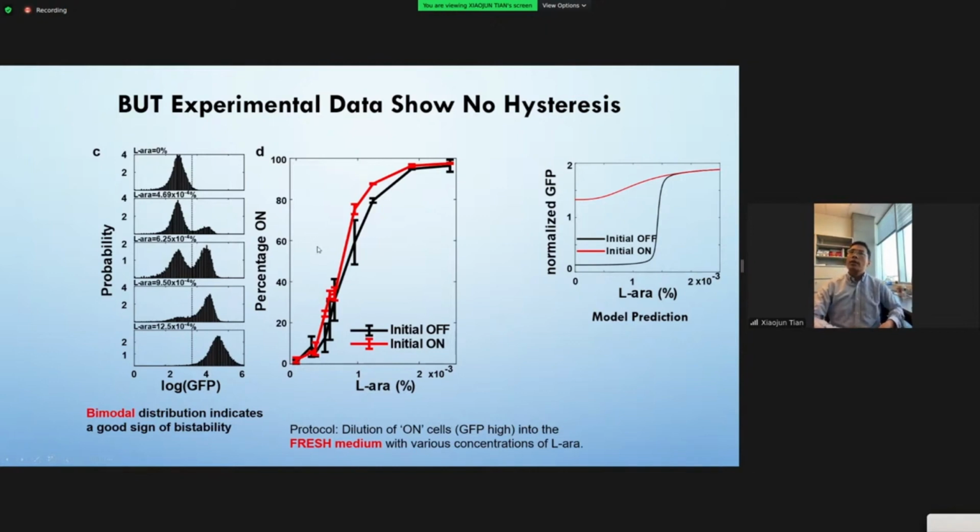And we thought about this problem, and we changed the promoter and changed the gene as well. We tried to make the circuit work, but we got all the same problem. So there's no hysteresis. And then we thought about our protocol. There's nothing wrong with the black curve, the initial off curve. For the red curve, we dilute the on cells, the high GFP cells, into the fresh media with various doses of arabinose. And I think maybe that is the problem.